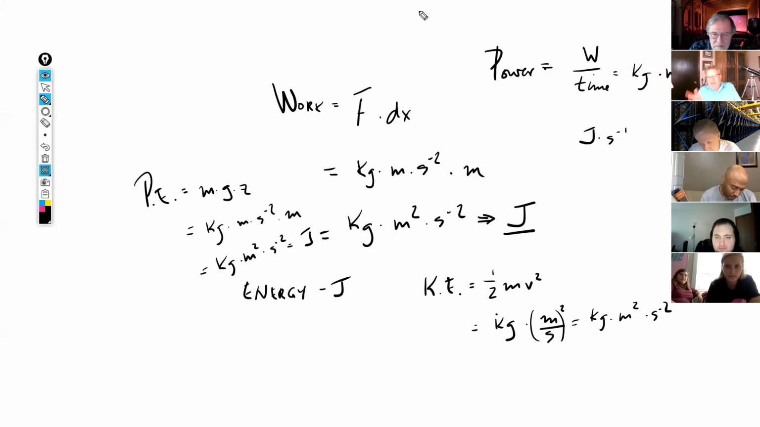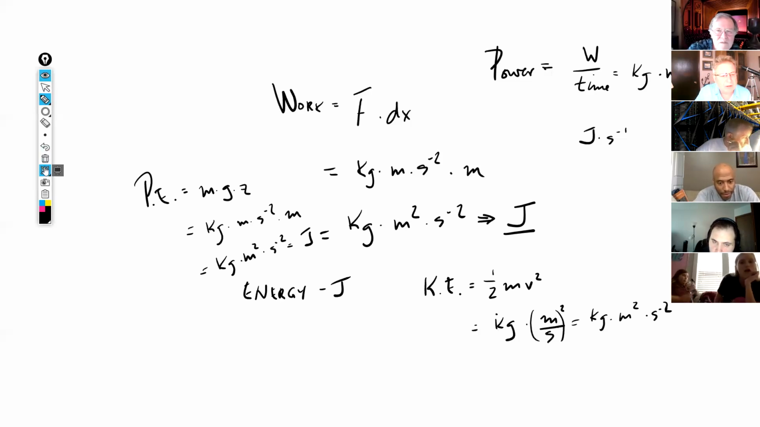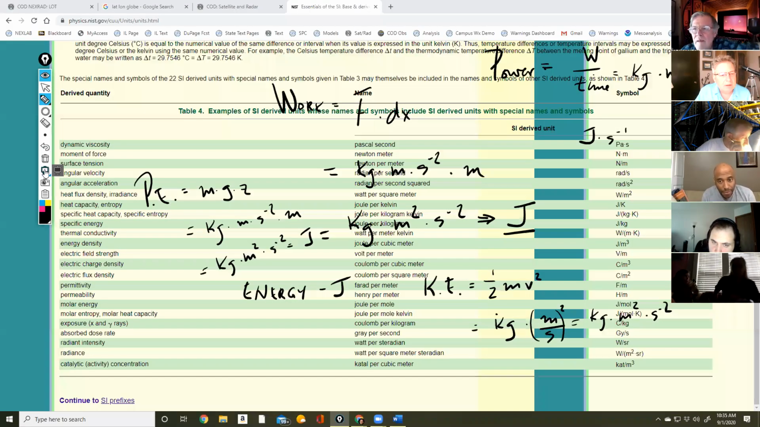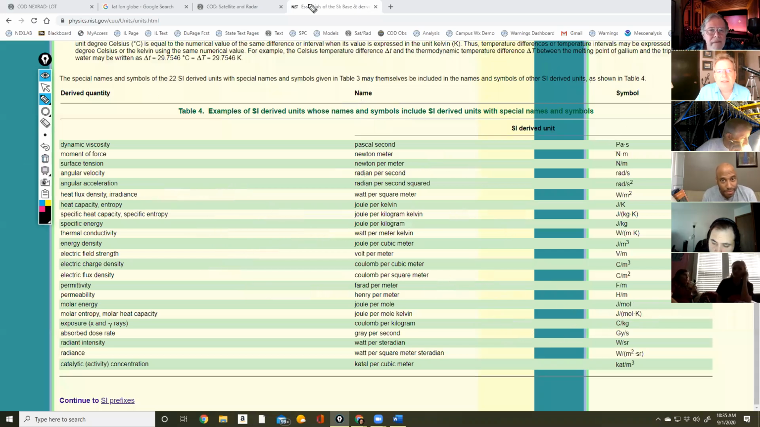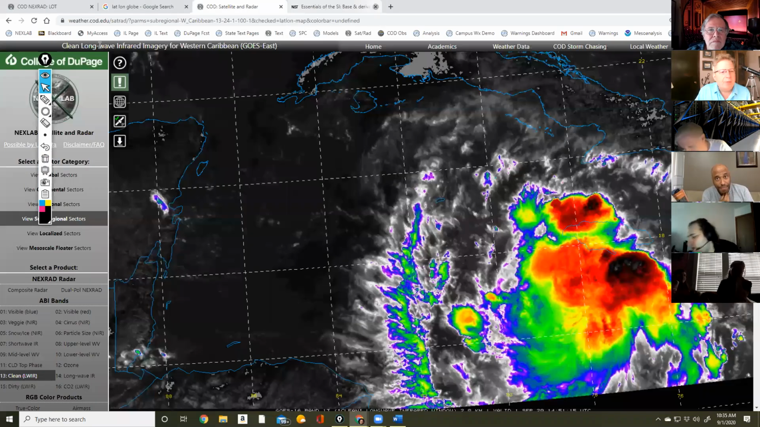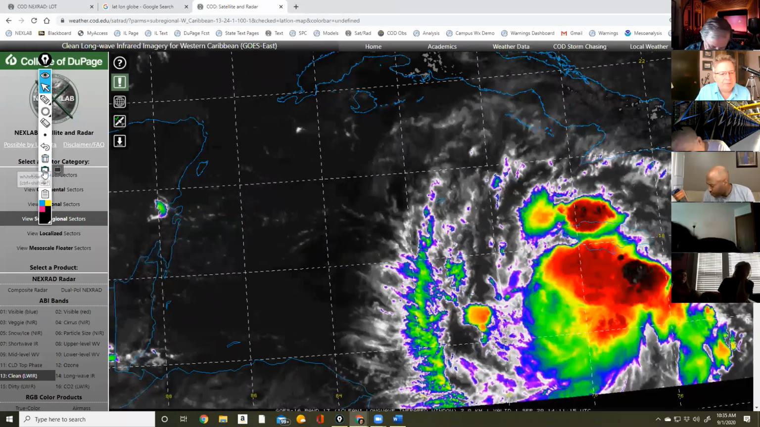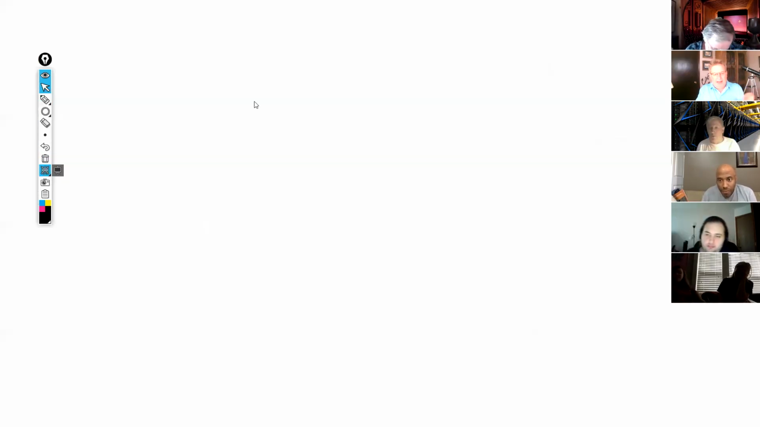So those are your SI units. Is there any other one that we need to deal with at this point? I think we're okay for now. All right, let's get rid of that. We don't need this anymore. And so now we're going to define something, which is even more fun.